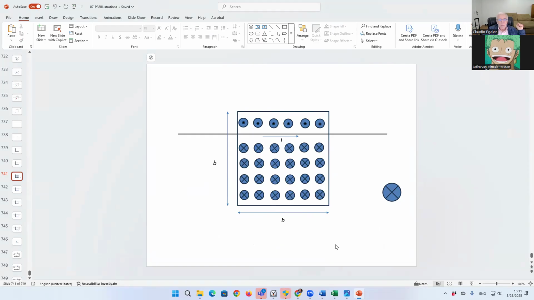So if your loop ended up only here, if that were the loop, then the total flux through this loop would be zero, right? Because the magnetic flux in this lower part would be the negative of the magnetic flux in this upper part. Don't you agree with me? That makes sense. So in this case, I just shrink it, just for the sake of illustration.